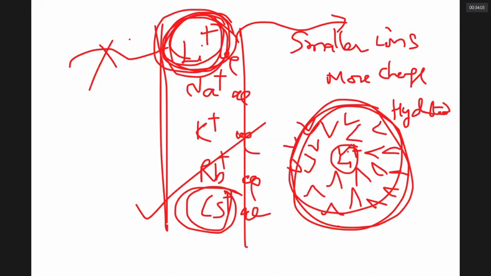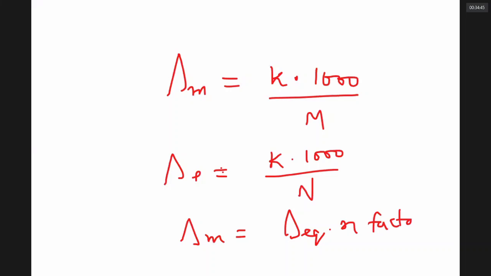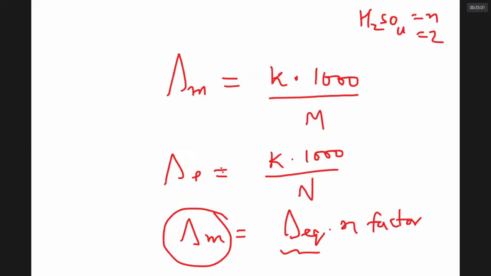Therefore, the conductance of an electrolyte depends on many factors. Now, conductance is measured, which is termed as molar conductance, using a Wheatstone bridge formula. Molar conductance can also be calculated using a formula: the specific conductance into 1000 by molarity of solution. Equivalent conductance is equal to K into 1000 by normality of solution. Notice that molar conductance is equal to equivalent conductance into N factor. For example, for H2SO4, equivalent weight is half of the molecular weight. It means N factor for sulfuric acid is 2. Therefore, if you want to have the molar conductance of sulfuric acid, multiply its equivalent conductance with 2.